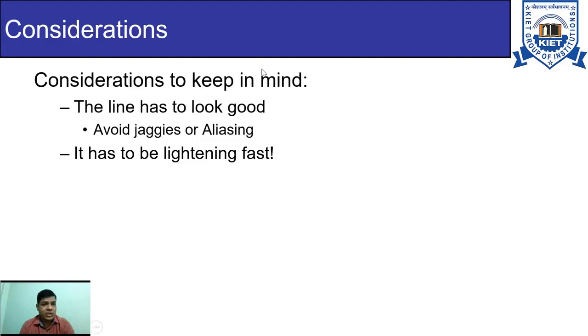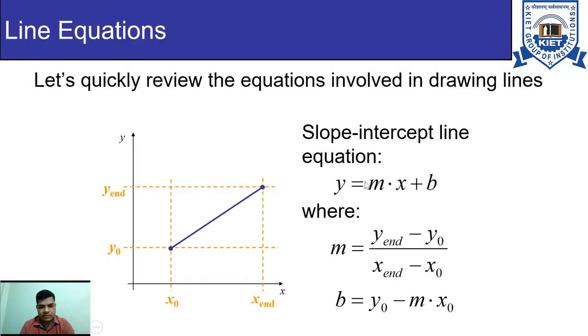The considerations to keep in mind are, first, the line has to look good. That means whenever you are drawing a line, the line should appear straight. For that you should avoid jaggies or aliasing, and it has to be lightning fast. That means it can be drawn fast on the raster scan systems.